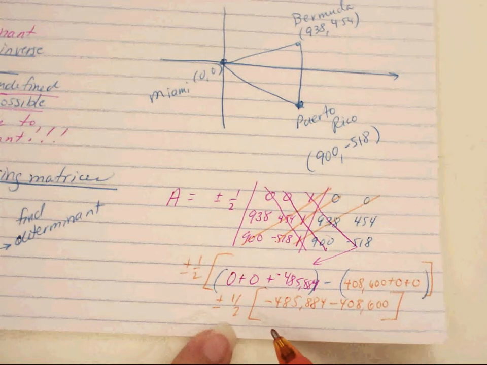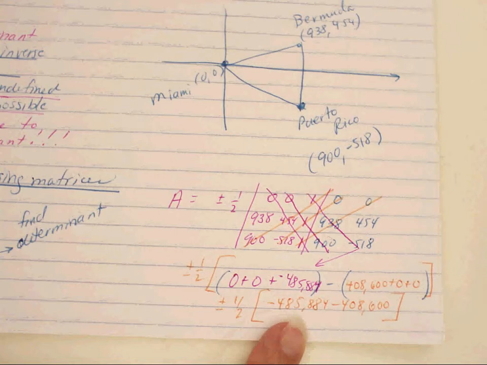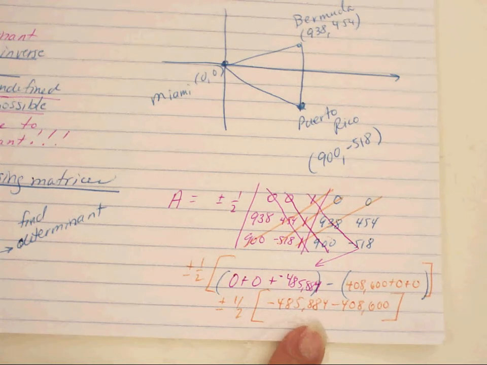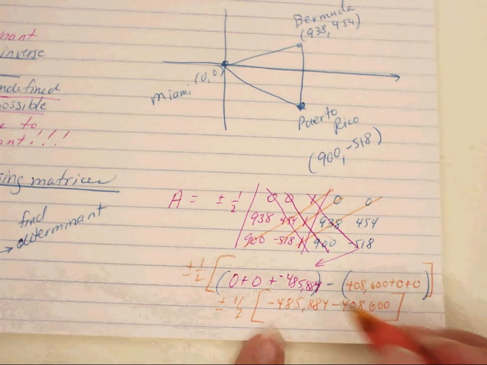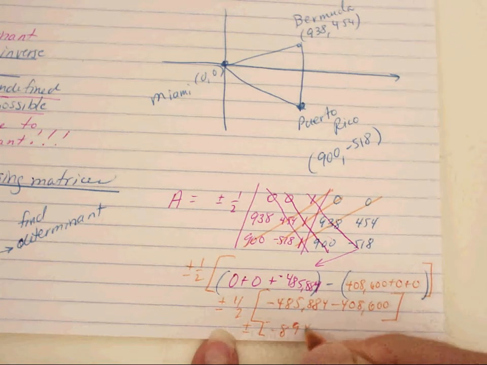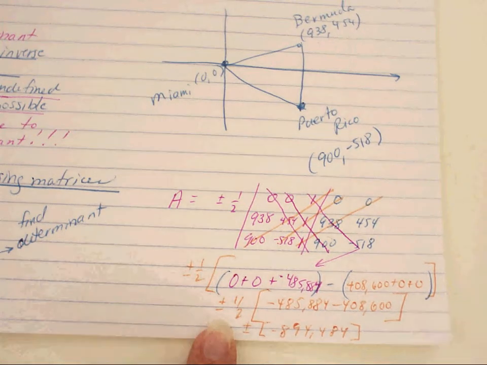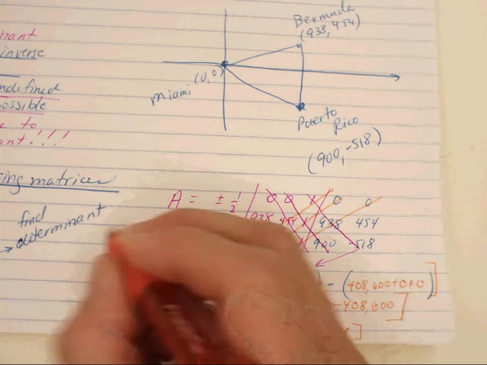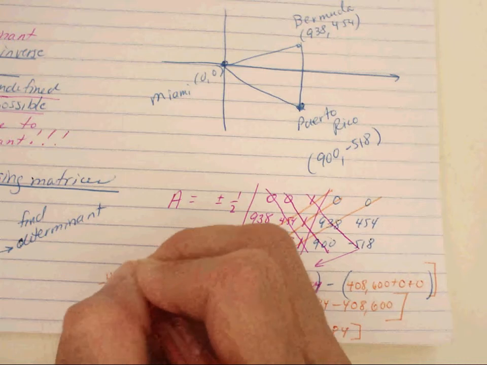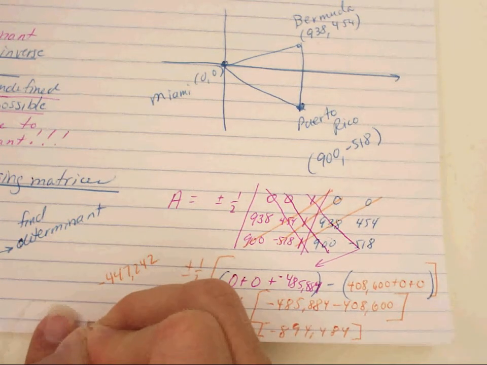Now, what you have to remember is what's sitting out here waiting for us to get done. Right, we have to take plus or minus a half of it. All right, good. So we have negative 485,884 minus 408,600. All right, so I get a big number, negative 894,484, and I need half of that.